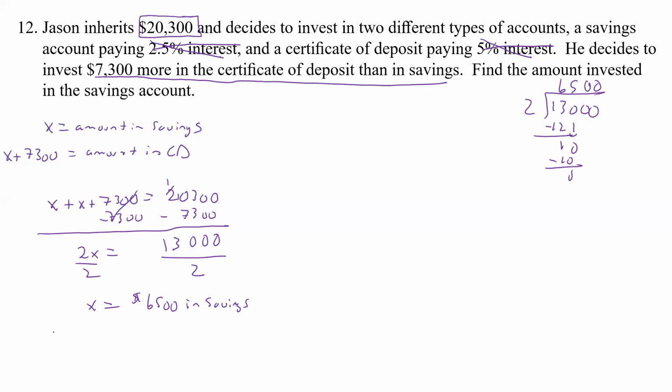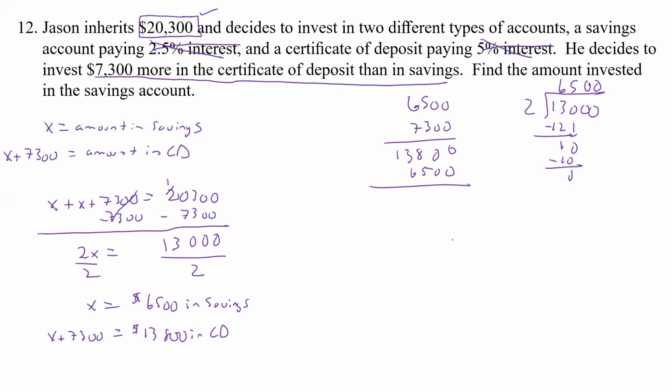Okay, so that one looks like 6,500 in savings. And we said that x plus 7,300 was going to be how much was in the CD. So 6,500 plus 7,300, 0, 0, 8, 13. So that's 13,800 in the CD.